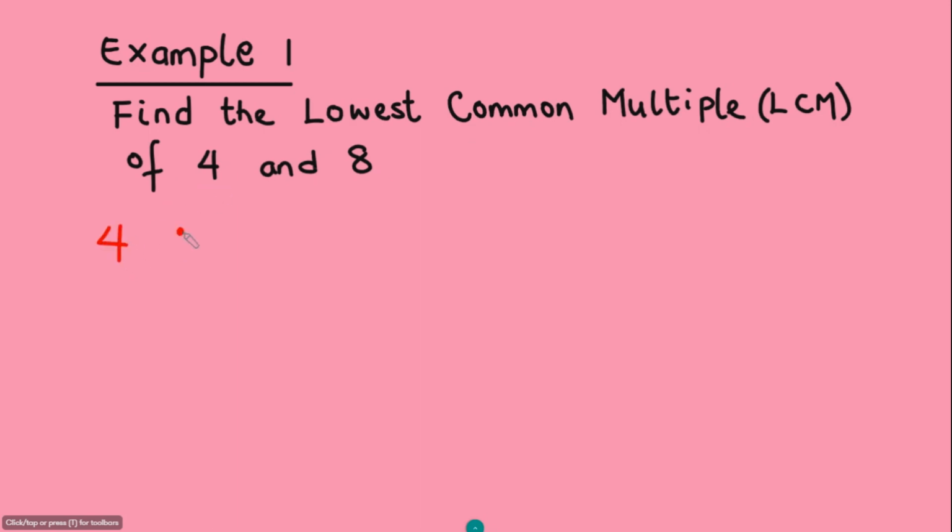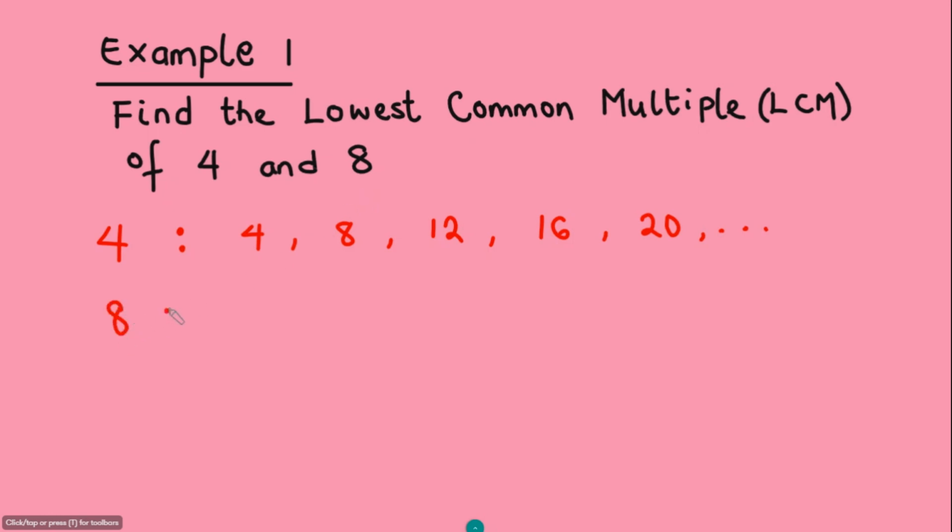The multiples of 4 are 4, 8, 12, 16, 20, and then the list continues. We need just the first 5 multiples of 4. And then we list the multiples of 8.